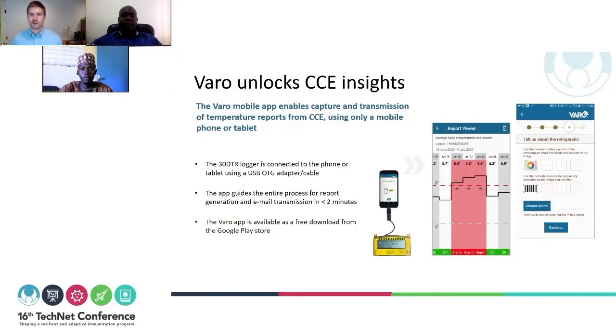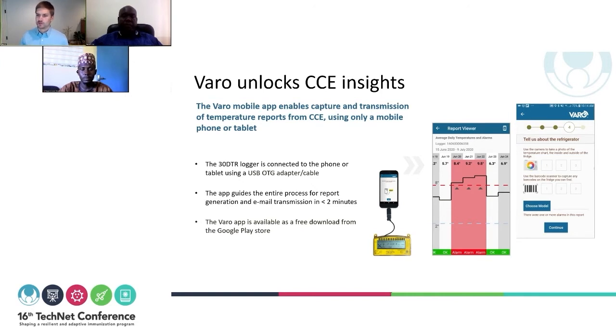So that's an introduction to the Varo application, but let's take a look at how users would actually use the Varo app to collect data from 30DTR loggers. So users would pull the 30DTR logger out of the refrigerator and then use a small USB adapter called an OTG adapter to plug that logger into their Android phone. The Android phone then downloads the data automatically from the logger and asks the user to answer a few questions about the cold chain equipment.